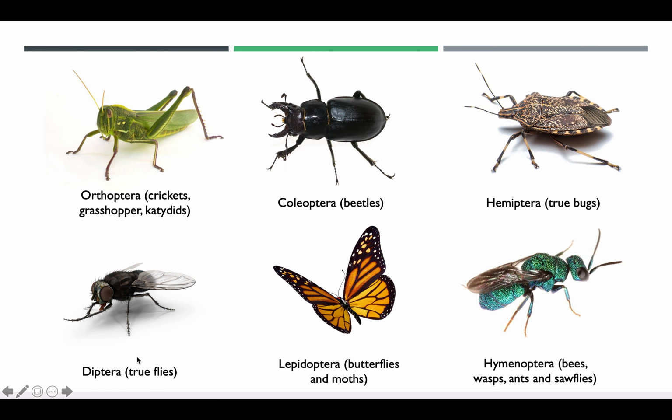All right, so we're just going to quickly go over these 6 orders. Orthopterans, again with these enlarged hind legs. Beetles with their mandibles and their hardened forewings. True bugs with their little needle-like beak and these overlapping wings that are semi-membranous. True flies with their single pair of wings and large compound eyes. Butterflies with their scaled wings. And bees and wasps with their 2 pairs of membranous wings and their wasp waist.